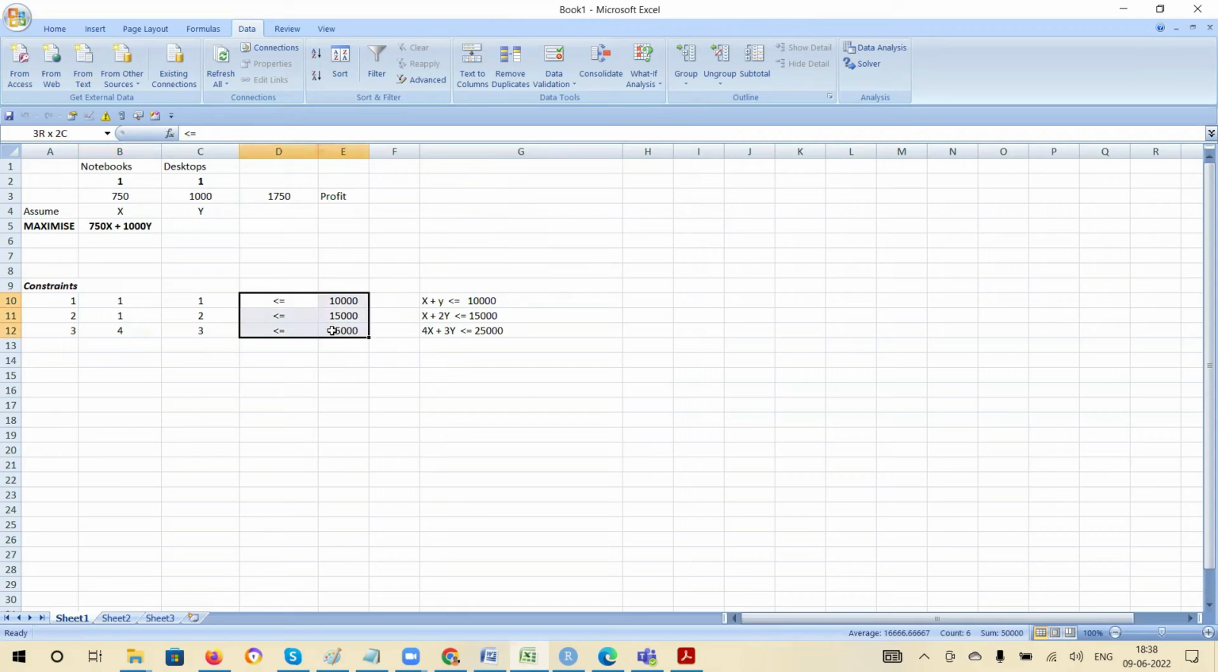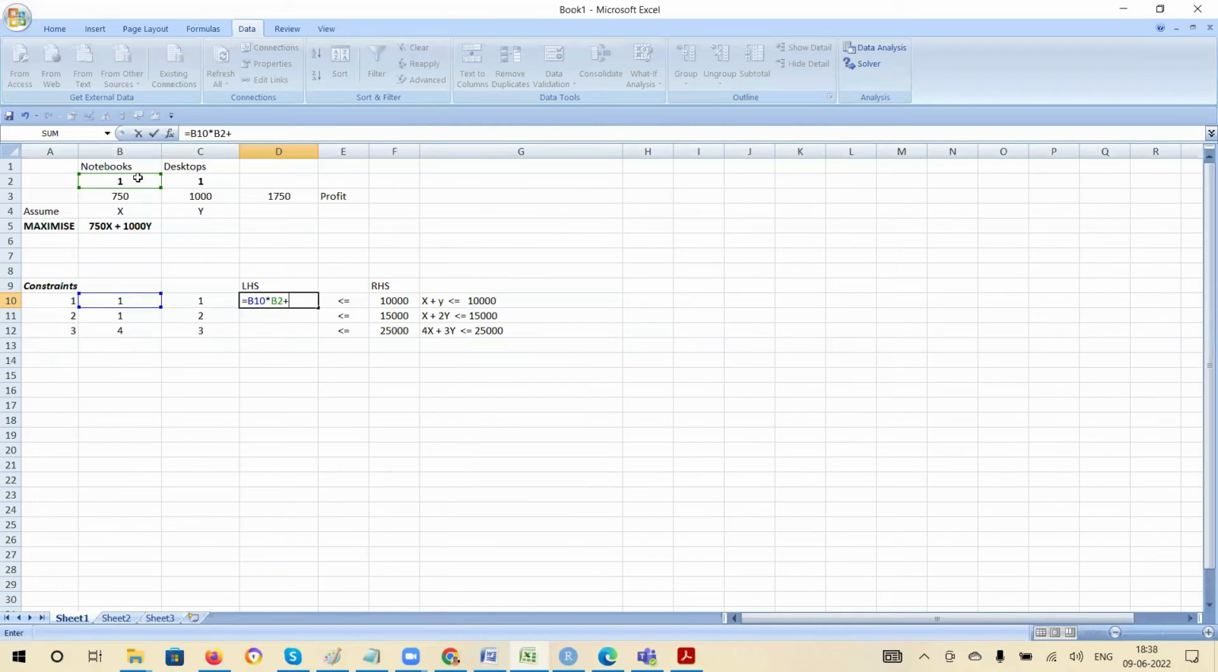Okay, so see here. Let me move this to this part here. So this is our right hand side. When I write the equation, this is our right hand side, RHS. What is left hand side? Left hand side is x plus y. Right now we have assumed x is 1, isn't it? So we are saying 1 into 1, so 1 into x plus 1 into y. Okay, so 2 is less than or equal to 10,000.